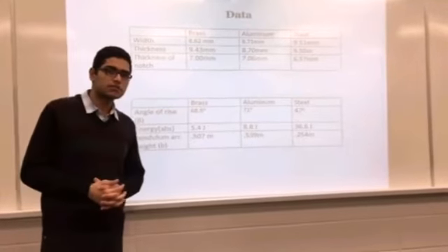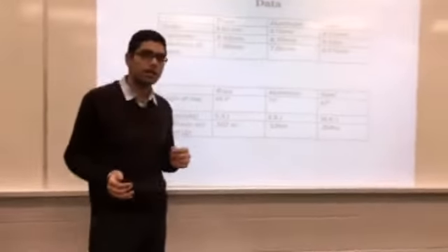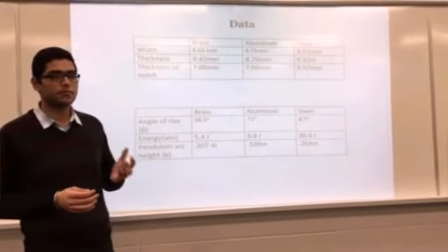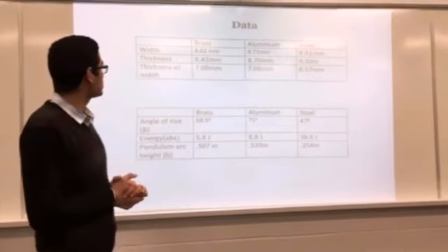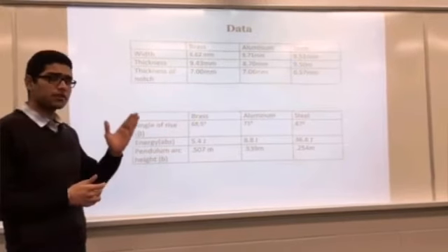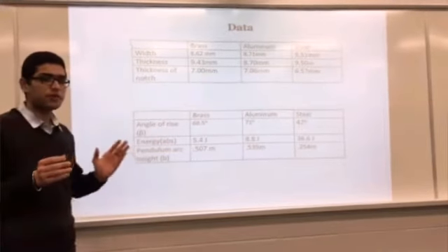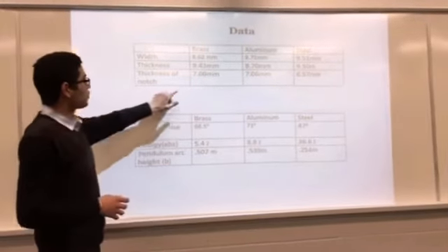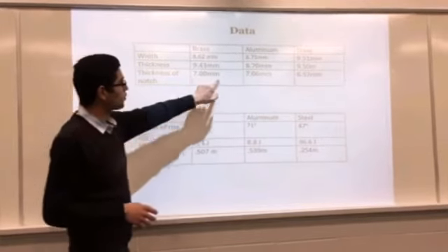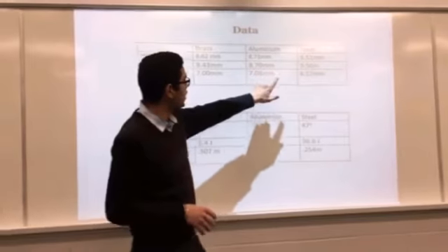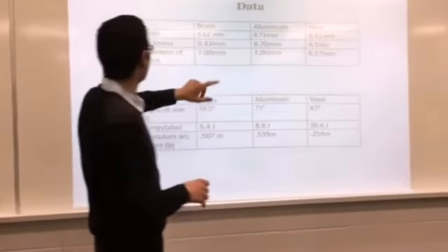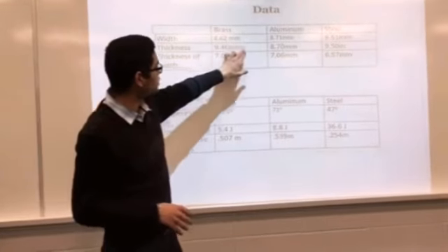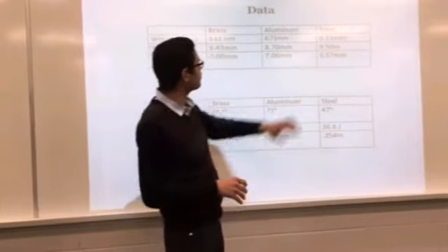Thank you. Guys, as we have done our Izod impact test in the lab, now I'm going to explain the data that we have taken from the lab. First of all, we took measurements with our vernier caliper. The notch dimensions are 7 millimeters for brass, 7.06 for aluminium, and 6.57 millimeters for steel. And the thickness that we measured is 9.43 for brass, 8.70 for aluminium, and 9.50 for steel.